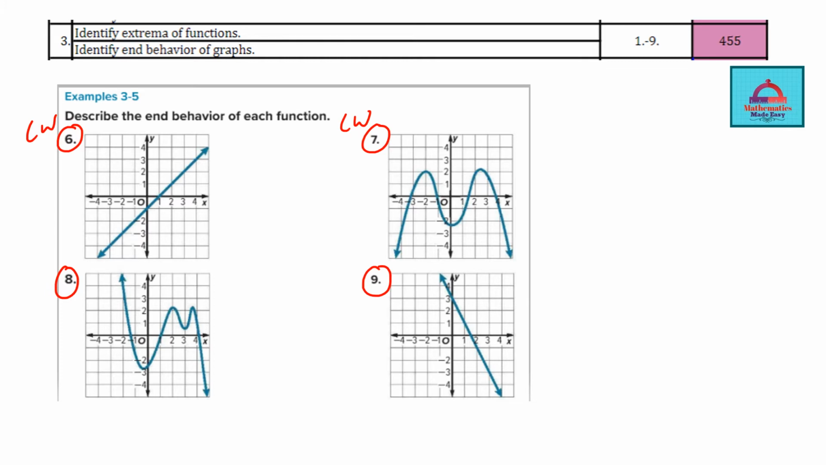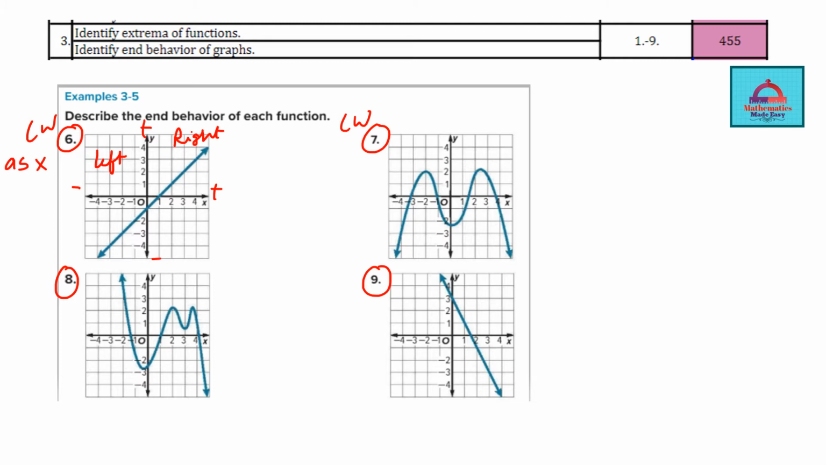Okay, so question 6, on the left and on the right. These are the two directions we are looking for. So on the left, this is negative side, positive, positive up, negative down. So let's see, as x is on the left, there are two ways of writing end behavior. I'm going to write both for you. One is in terms of increase, decrease.